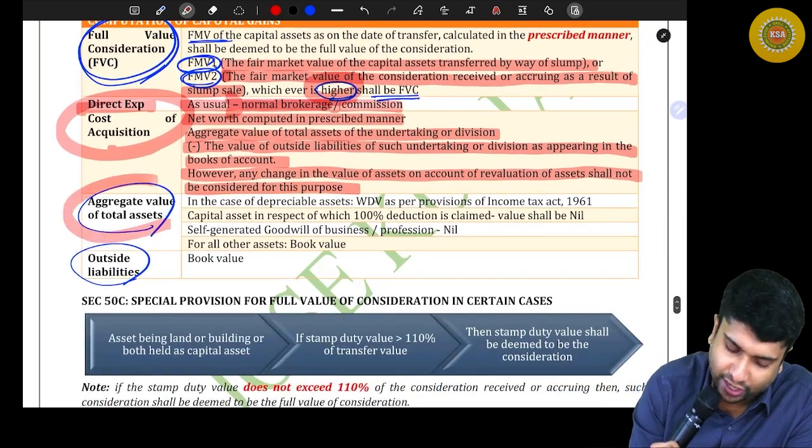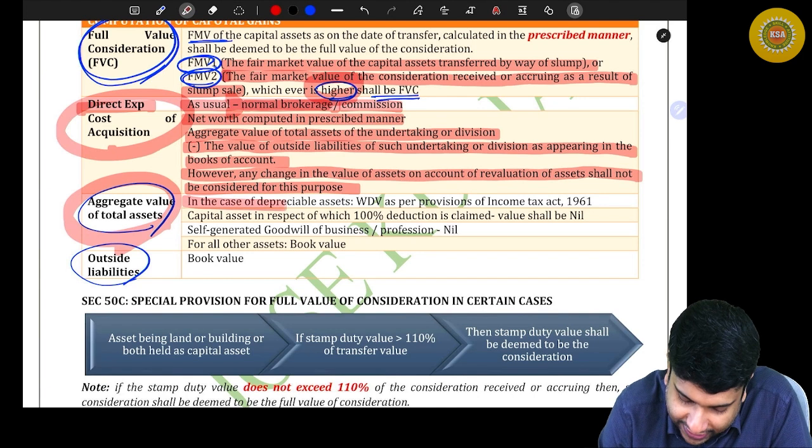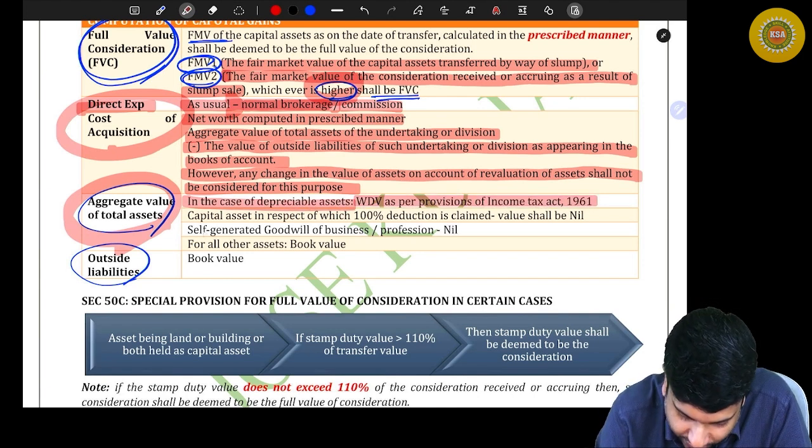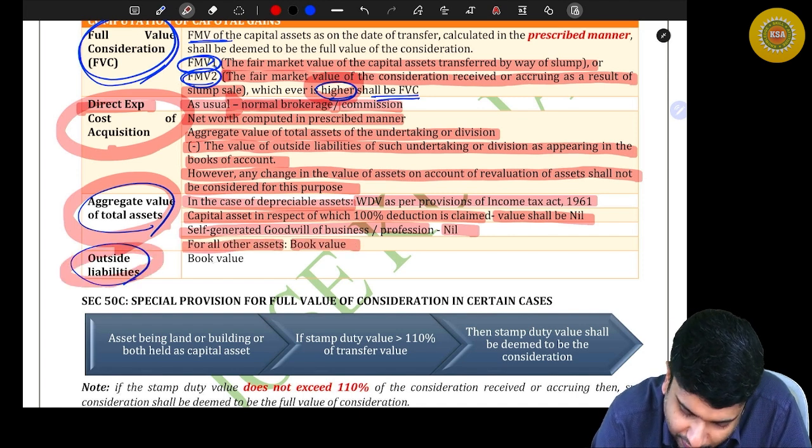Now, how do you value the aggregate value of assets? In the case of depreciable assets, WDV as per the provisions of Income Tax Act 1961. And for a capital asset in respect of which 100% deduction is claimed, value shall be nil. Self-generated goodwill of a business or a profession, nil. For all other assets, book value. For outside liability, book value.